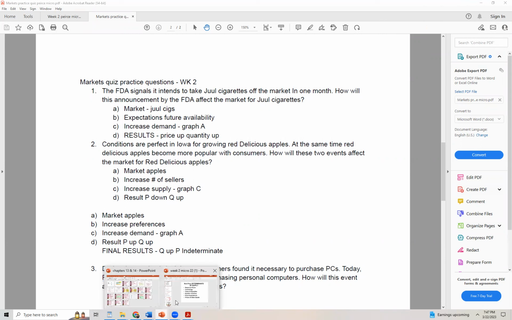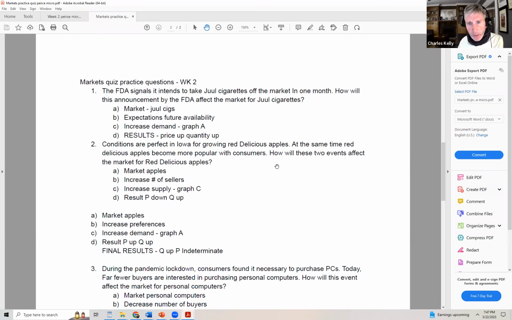Yeah, because I'm still a little confused by that first one. Okay, well, let's do it over again. We got time. Yeah, because I'm just saying, hypothetically, if it was just me taking the test right now, and I read that the FDA signals its intent to take Juul cigarettes off the market in 1 month, how would this announcement by FDA affect the market for Juul cigarettes?